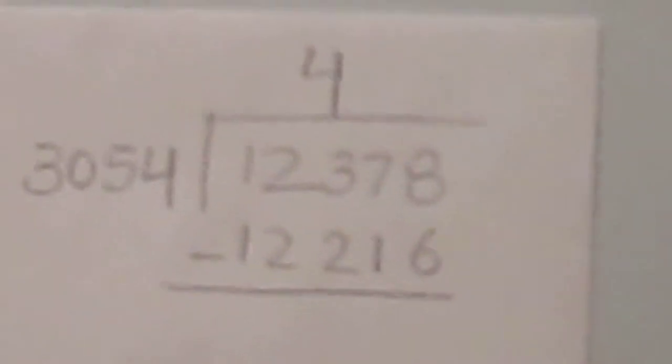So here we are. We divide 12,378 by 3,054. 3,054 times 2 is around 6,000. It's nowhere near 12,000. We'll do times 4. Let's see. 3,054 times 4 is 12,216, and that's the quotient. That's 4. The remainder should be 162. That's our remainder, and that's our quotient, right? So this is how we're going to start writing this.